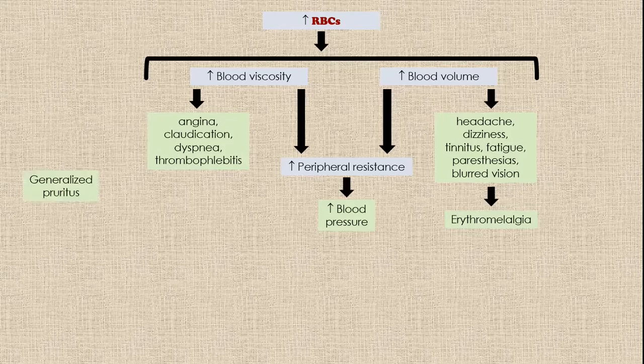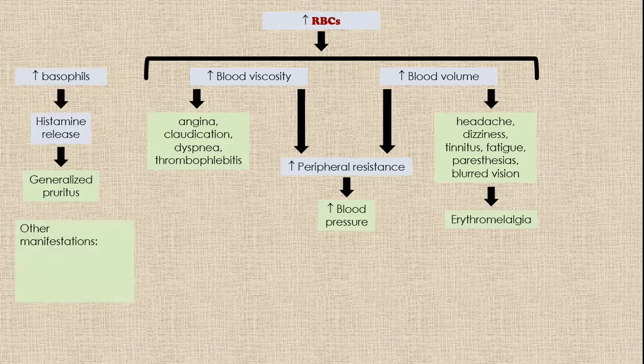Generalized itching may also occur, which is caused by a histamine release due to increase in basophils. Other manifestations of polycythemia include ruddy complexion, splenomegaly, and gout and kidney stones.